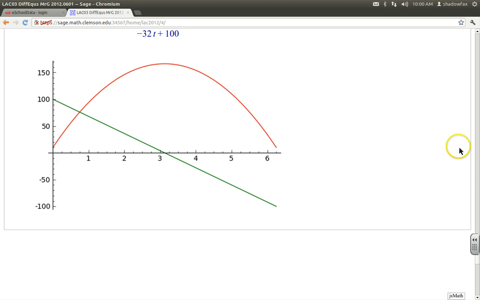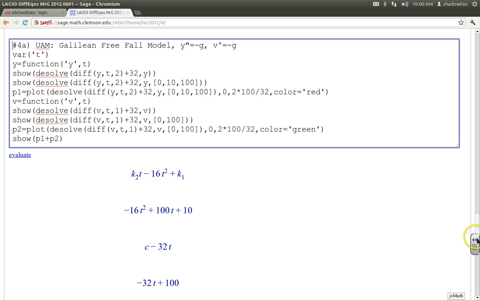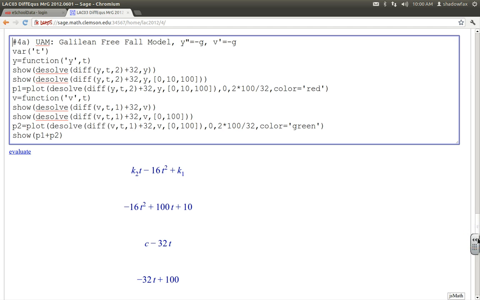All right, so let's leave it at that. So they'll fill that in tomorrow, and then we're going to do number 5, non-UAM second order differential equations.